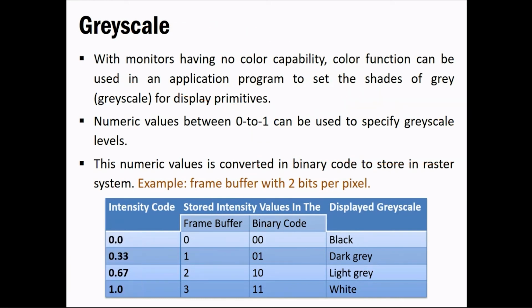This numeric value is converted into binary code. These values are converted into binary code to store in the raster system. How it appears is given over here. We have the intensity code that relates to that particular color, the stored intensity values in binary code in the frame buffer, and the displayed grayscale. So based on this information, you can simply invoke these values.